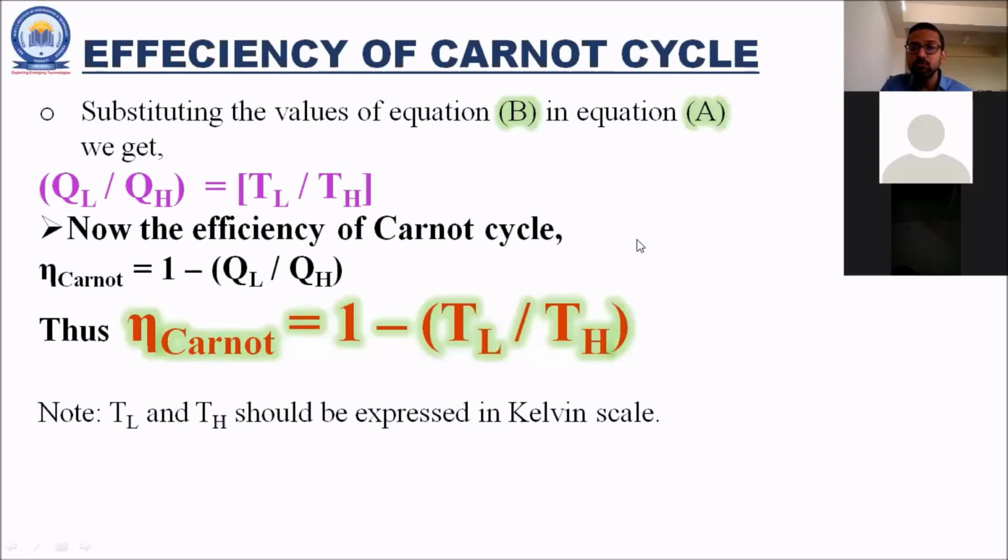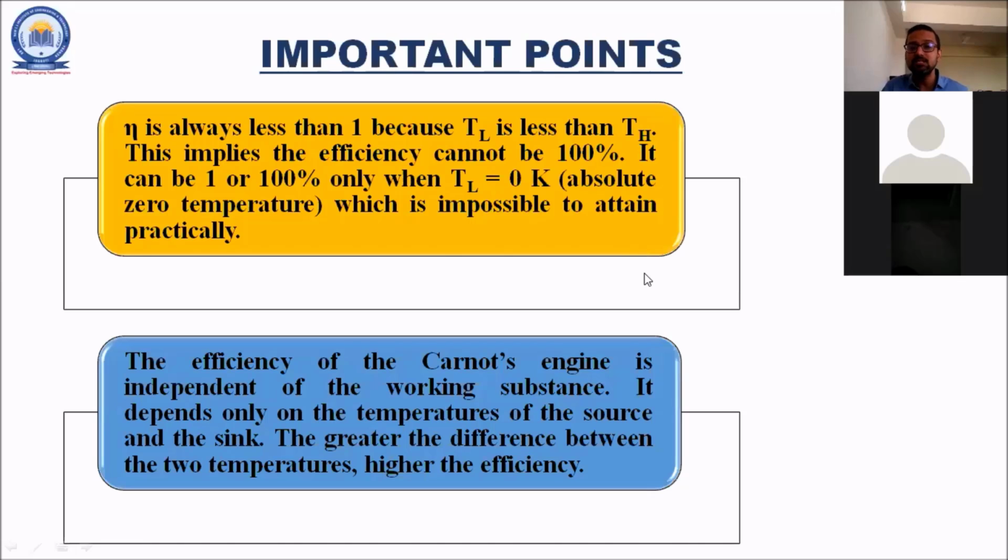So friends, now let us proceed further to the final topic of this session, some of the important remarks related to the Carnot efficiency. So the efficiency, as we know, is always less than 1 because TL is less than TH. This implies the efficiency cannot be 100%. It can be 1 or 100% only when TL is equal to 0 Kelvin. But 0 Kelvin, that is the absolute zero temperature, is impossible to attain practically.